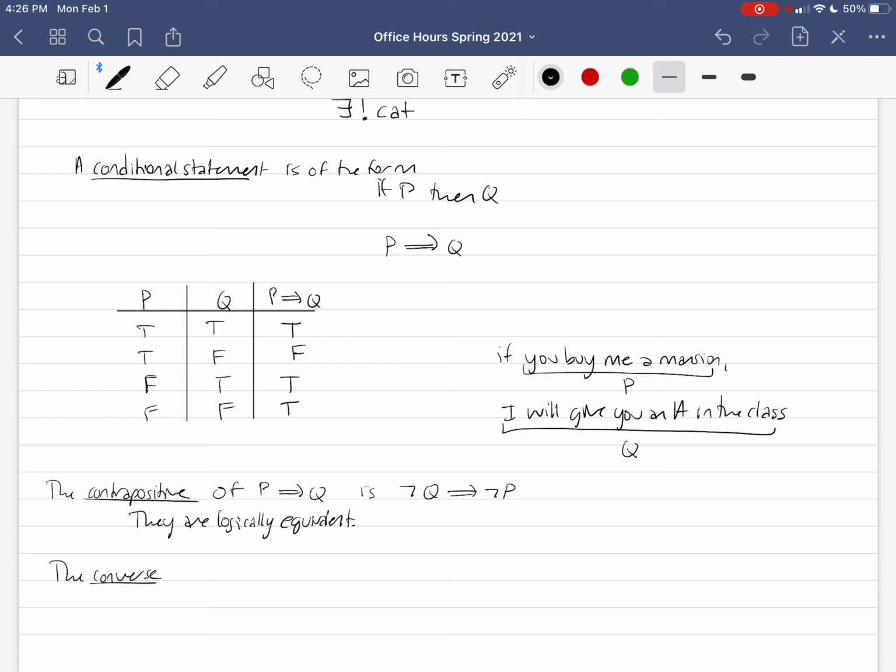The converse of P implies Q is Q implies P. So this time I did not negate them but reversed the order. It is not logically equivalent. Okay. So one of the most common mistakes people make in proofs is they prove the converse and assume that they proved the original, and this is not true.